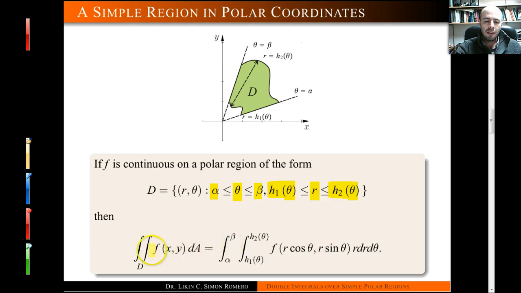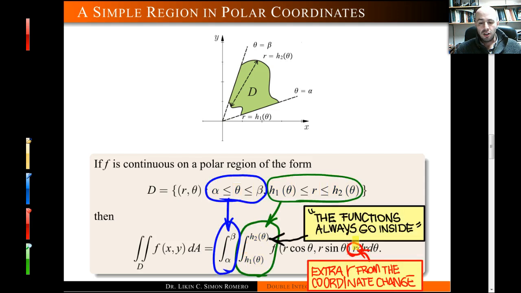So now the double integral of the function is just going to be the iterated integral, being careful that your functions go inside and being careful also that your r is there. So notice that the functions always go inside and the extra r is from the coordinate change.